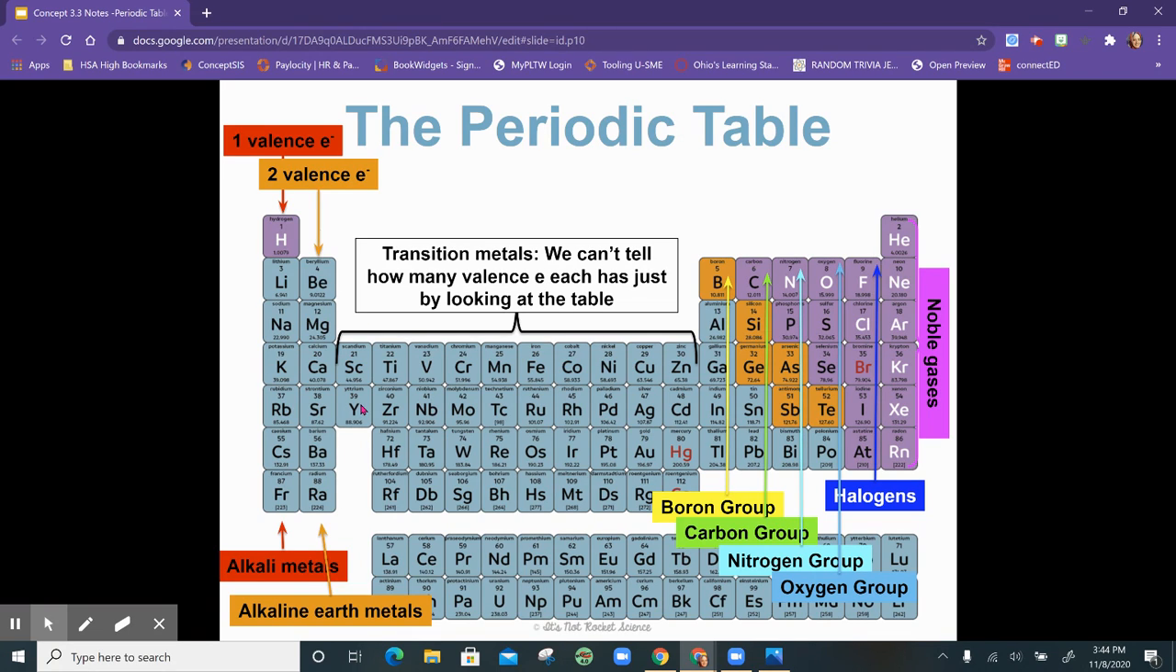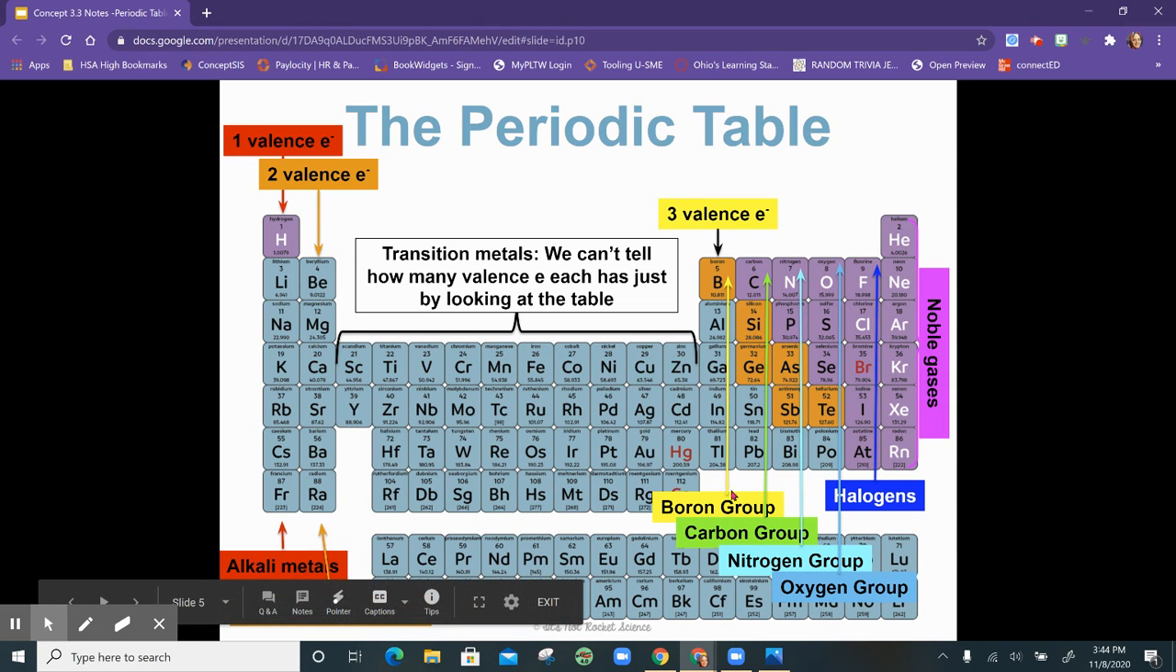Groups 3 through 12 are the transition metals. We can't tell how many valence electrons each has just by looking at the table. There's another way of knowing that. You will get to learn this in chemistry. I don't want to expose you to too much information with that. So let's continue.